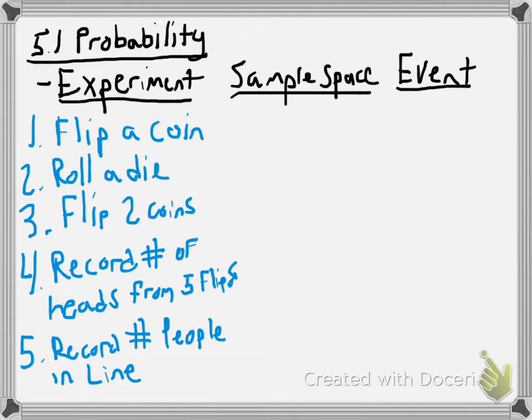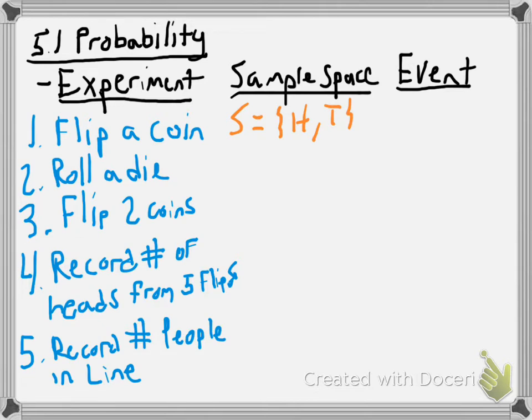So to start off, we have experiments, and I have a list of experiments here. For each experiment, we have a sample space and an event. Let me go through these individually. The easiest experiment would be to flip a coin. The sample space is the collection of all possible outcomes from that experiment. If we flip a coin, we can either get a head or a tail. Pretty simple, right? So those are the possible outcomes.